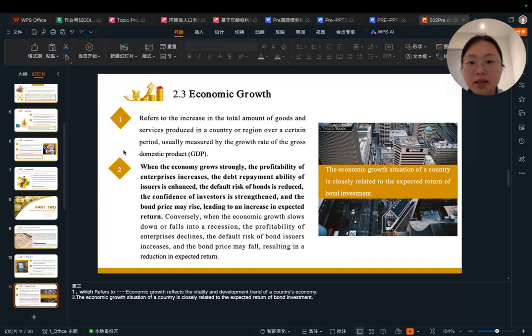The third, economic growth. When economic growth is strong, the profitability of enterprises increases. The debt repayment ability of issuers is enhanced. The default risk of bonds is reduced. The confidence of investors is strengthened and the bond price may rise, leading to an increase in expected return.